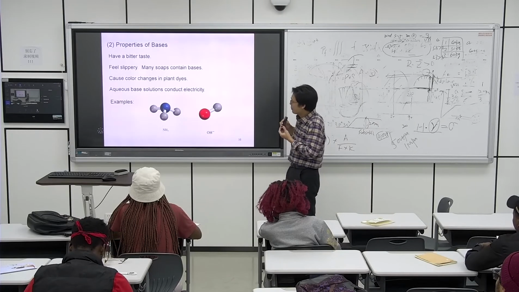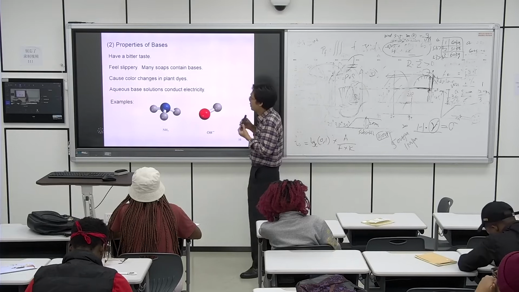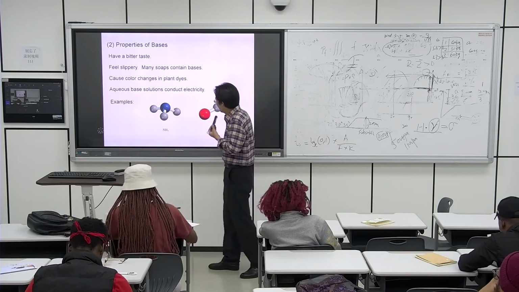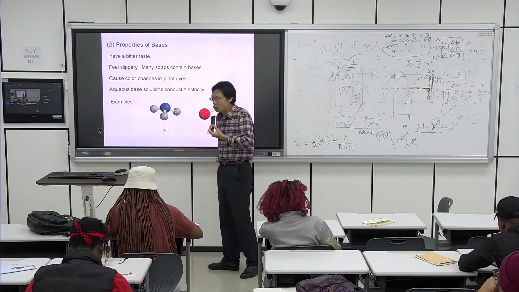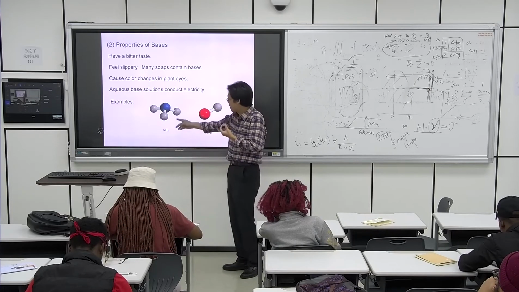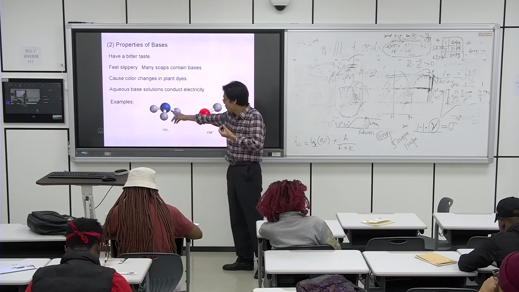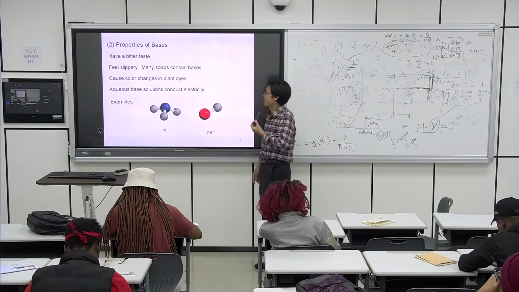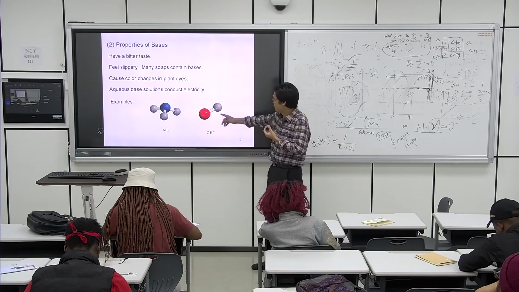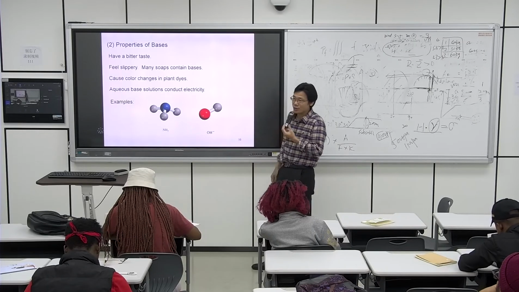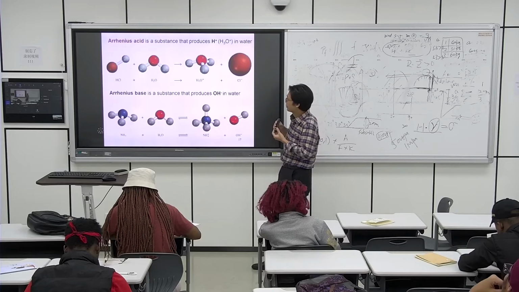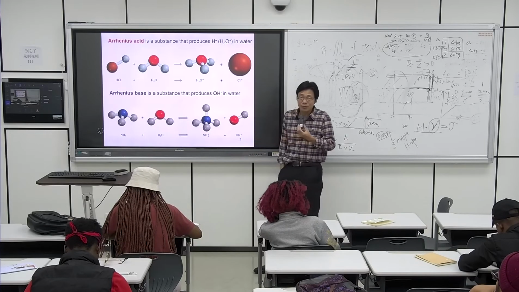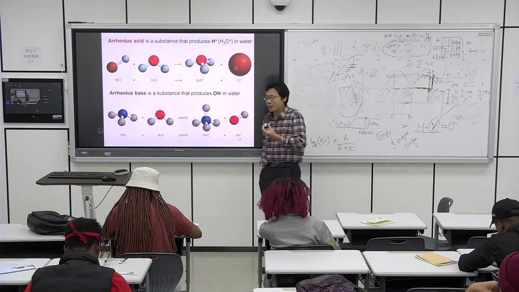And some substances are bases, they also have some common properties. For example, NH3, this is gas, it's a base. And also we know this ion is also a base. It's a base. So how to name the acids and the bases?